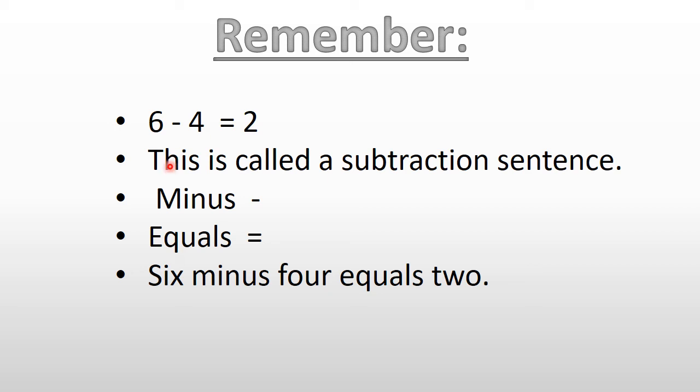Okay. Now 6 minus 4 equals 2. What is this called? This is called a subtraction sentence. If you remember, we have already learned what an addition sentence is when you plus. So what is a subtraction sentence when you minus? Minus is shown by this sign. And what is this sign called? Equals. So how would you say this in English? 6 minus 4 equals 2. Always remember, you write the bigger number first and you write the smaller number afterwards.